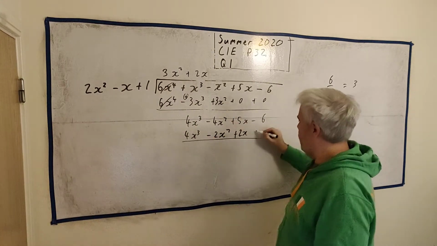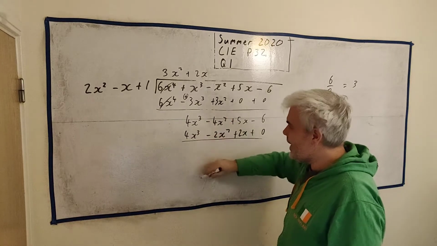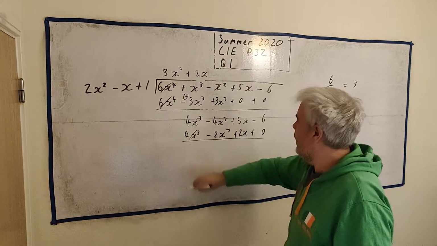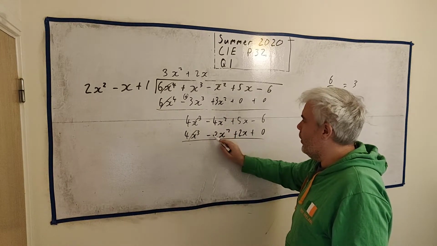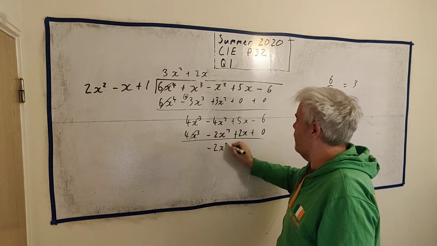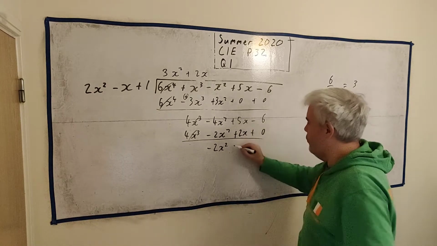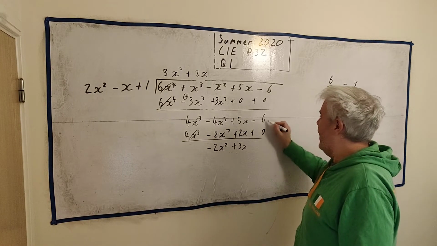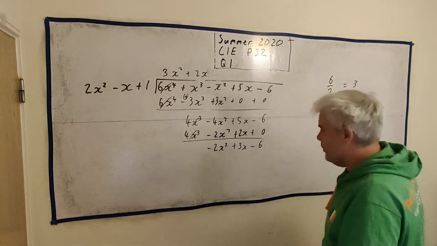Let's add in a 0. And let's take that away. We get 0. Minus 4 minus minus 2. So that's minus 4 plus 2. It's minus 2x squared. 5 minus 2 is 3x. And minus 6 minus 0 is minus 6.